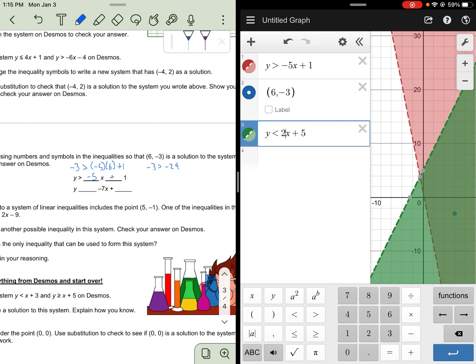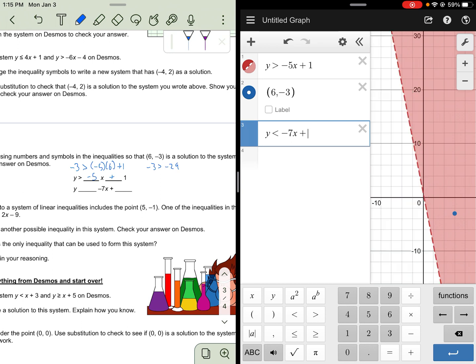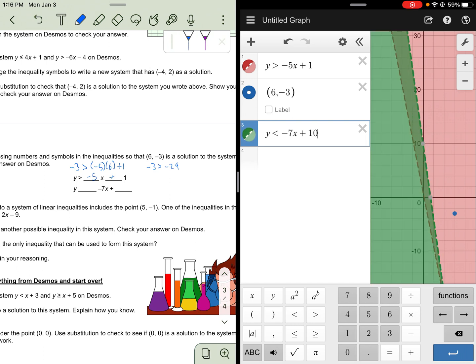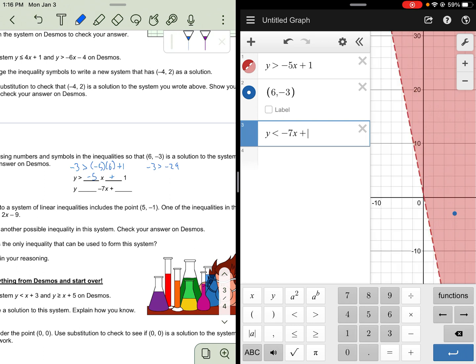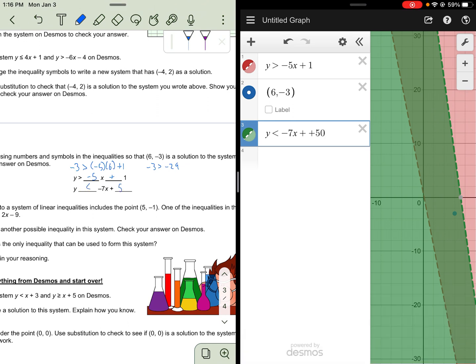Oh, wait, sorry, it was supposed to be negative 7x to begin with. Hold on. Sorry about that. I was thinking we were picking that number. Negative 7x, and then we got to make this plus a pretty big number here. Let's make it like plus 50. And there you go. It's in there now. So that one's kind of weird. So we can say y is less than negative 7x plus 50.